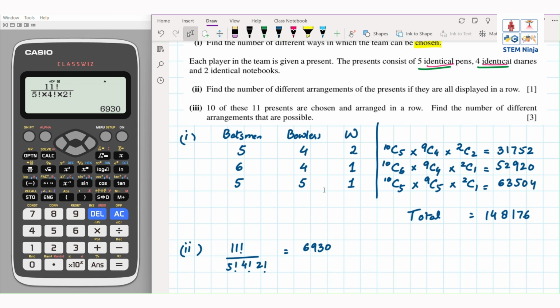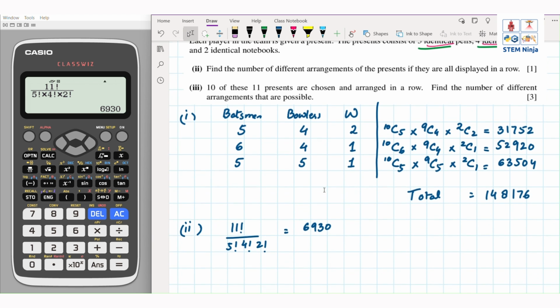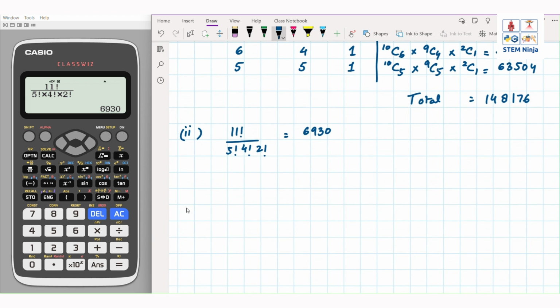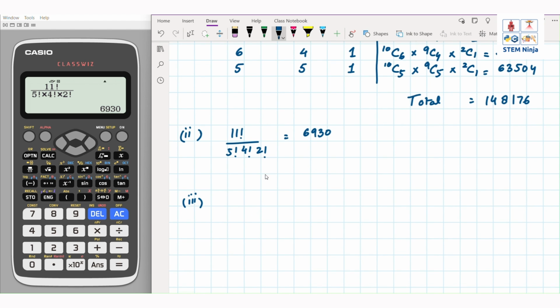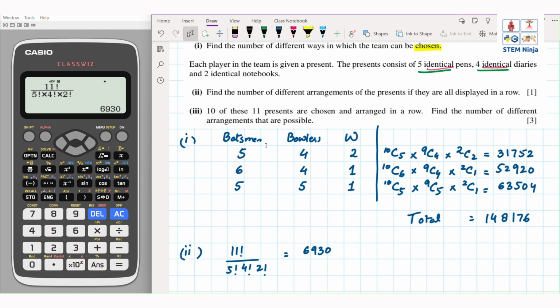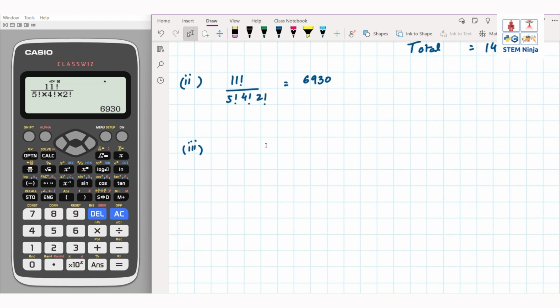Now the third part. 10 of these presents are chosen and arranged in a row. That means one of these 11 is missing. Find the number of different arrangements that are possible. We have pens, diaries, and notebooks, so we can choose different ones.